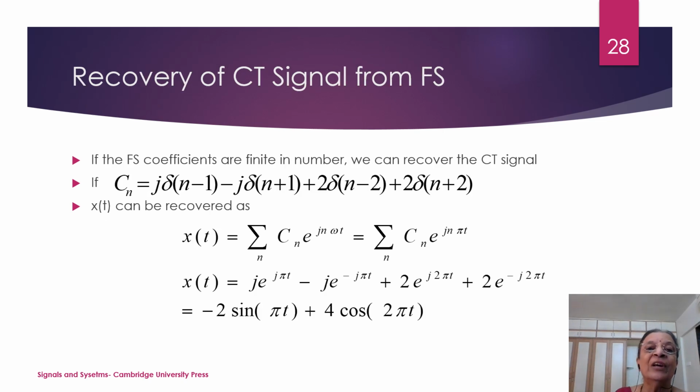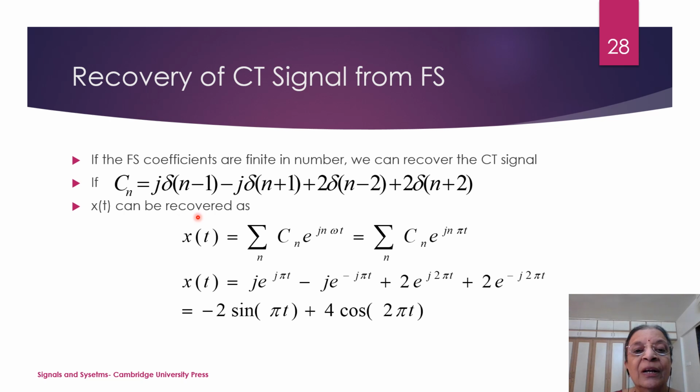Now let us see how we can recover the continuous time signal from the Fourier series. Suppose this is the Fourier series given to you: Cn is equal to j into delta n minus 1 minus j delta n plus 1 plus delta n minus 2 plus 2 into delta n plus 2. So whenever there is an n minus 1 coefficient, you will also have an n plus 1 coefficient because it is symmetrical, isn't it? That we know. And if you have the coefficient at n equal to 2, you will also have the coefficient at n equal to minus 2 and it will have the same value. So this is how the Fourier series would look.